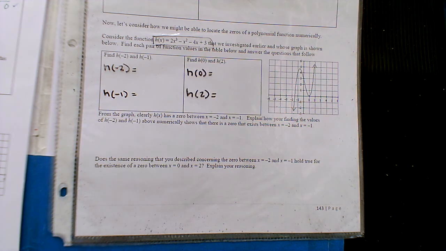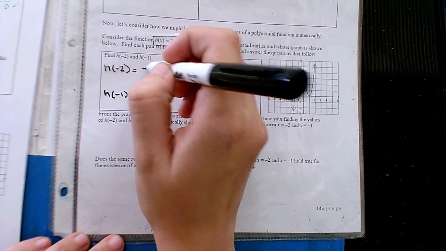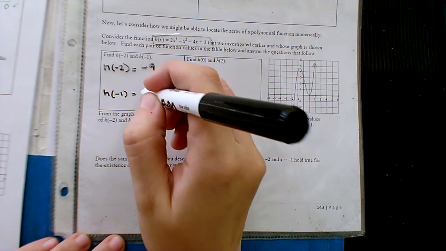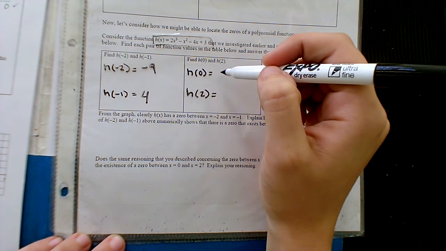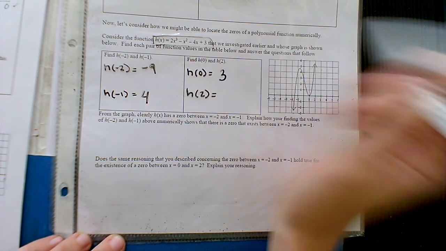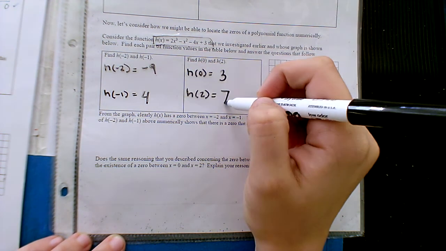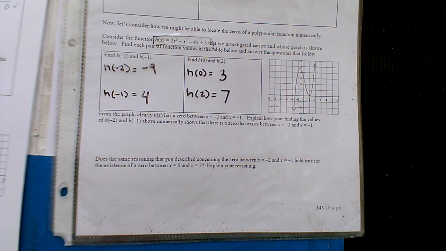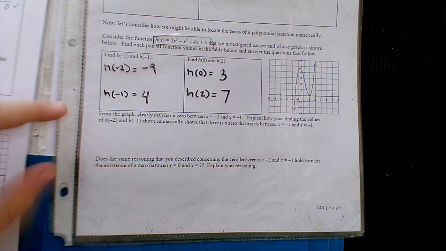Yeah? h of -2 equals -9. All right, hold on one second. Can we confirm -9? Yep. Check out? Okay. Do you have another one, Eli? h of -1 equals 4. Confirmation? Yep. Good? Okay. h of 0 equals 3. Good there? Okay. And then 2? h of 2 equals 7. Yeah? Good. All right. So based off of these values and the graph, I want us to explore two things.